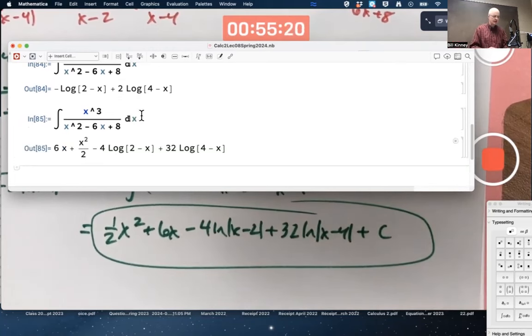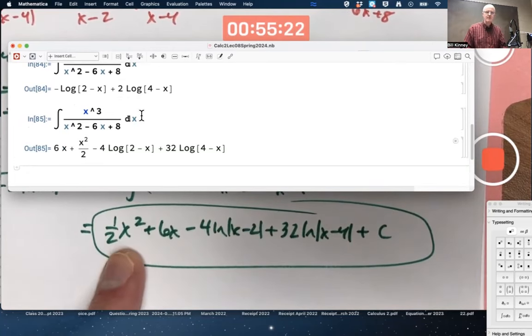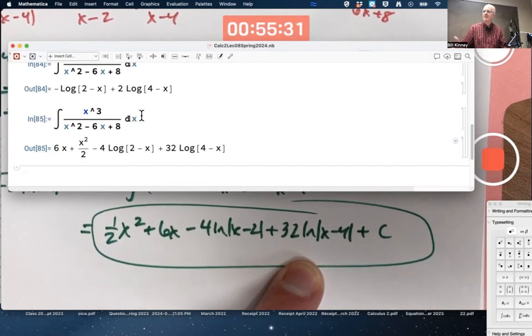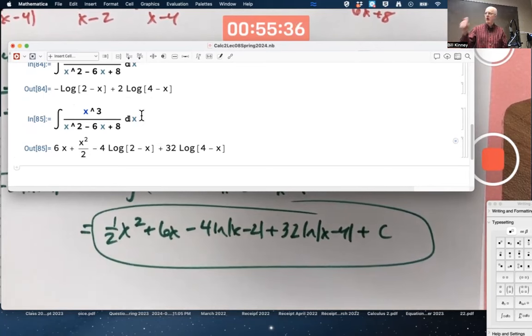You see a 6x like we have. You see a 1/2 x squared. You see a minus 4 log of 2 minus x. Absolute value, that is the same as the absolute value of x minus 2 plus 32 log of 4 minus x. Absolute value, that is the same as the absolute value of x minus 4 plus c. There it worked. Wow.